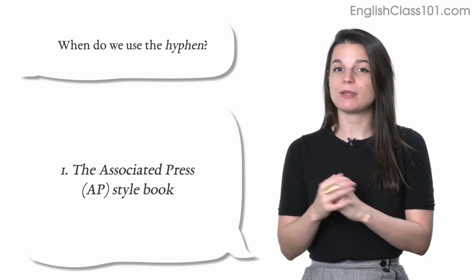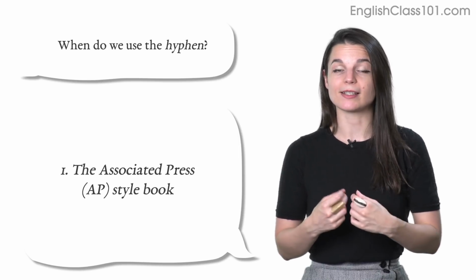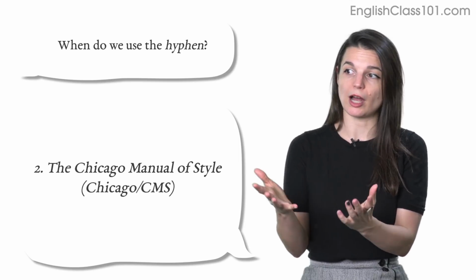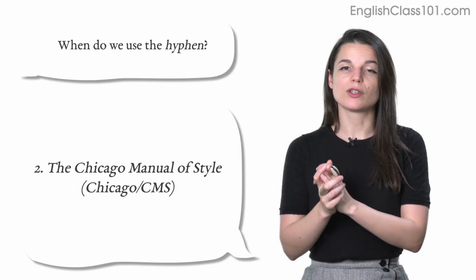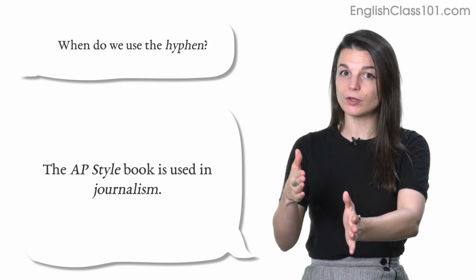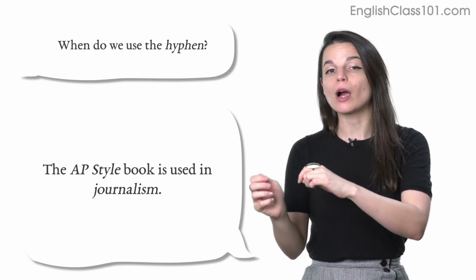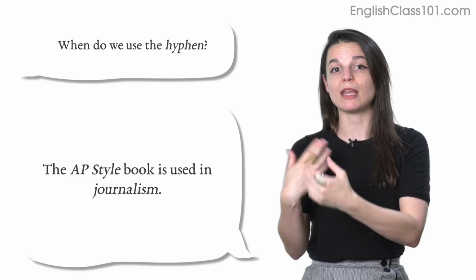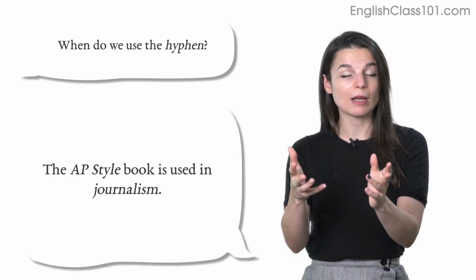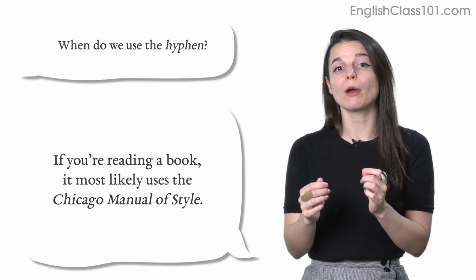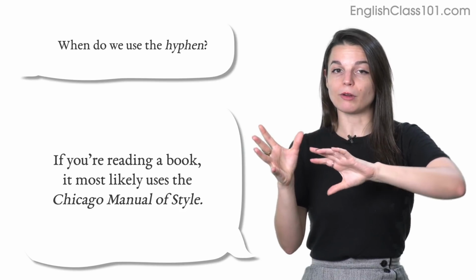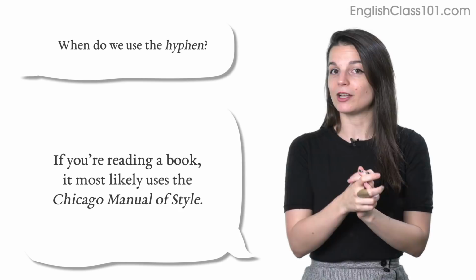The first is the AP Style Book, which is the Associated Press Style Book, and the second is the Chicago Manual of Style, which is also called Chicago or CMS for short. So the AP Style Book is used in journalism, which means if you read newspapers that are written in American English, they probably use the AP Style Book to make their decisions regarding punctuation and lots of other things. This includes spelling, hyphenation, and so on. If, however, you're looking at a novel, so a book or a short story maybe, that kind of writing uses the Chicago Manual of Style generally.